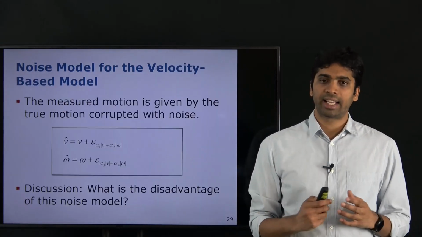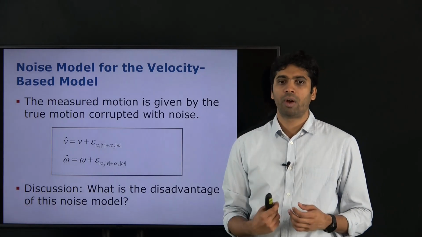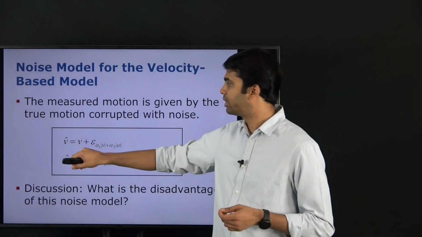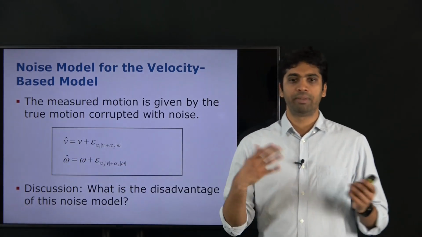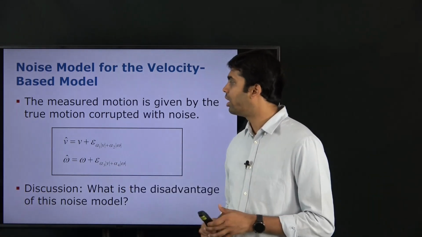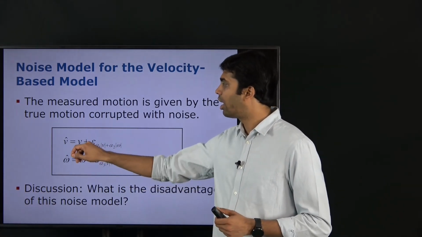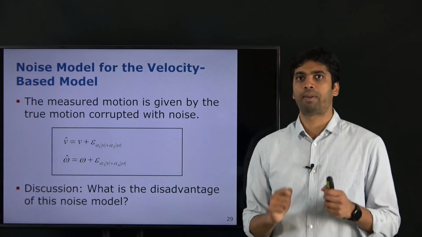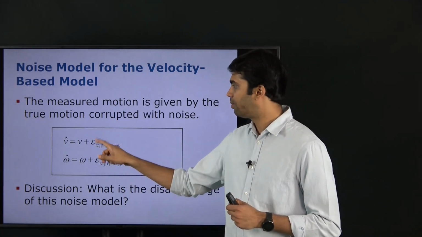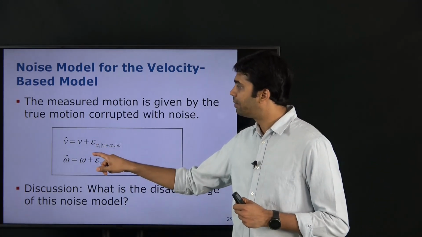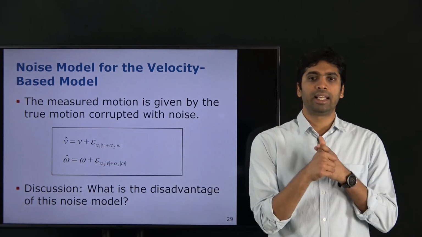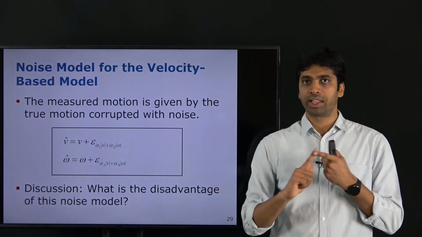In this case, the way we model the noise is on these parameters v and omega, v being the linear velocity and omega being the angular velocity. So we could say that our linear velocity is affected by some amount of noise, here shown by this epsilon. Again, this epsilon depends on the magnitude of the linear and the angular velocity.